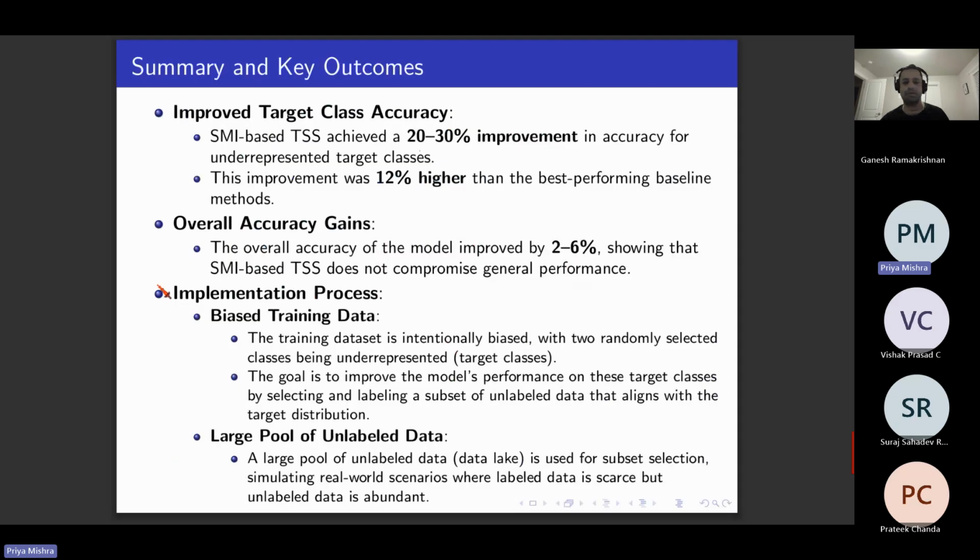So the implementation process, if we try to take a summary of it, is as follows. When it was put into test, this was how it was implemented. We will take a biased training data which has only two classes as biased, which is intentionally kept to test it. So it was underrepresented, and we will improve its model's performance by applying this on a large data pool. We will take a huge data lake which has a huge number of classes, and in them we will introduce bias on two, and we will give a subset target class which has two labels, and in them we will try to generate a label class of it as we have seen in the algorithm.